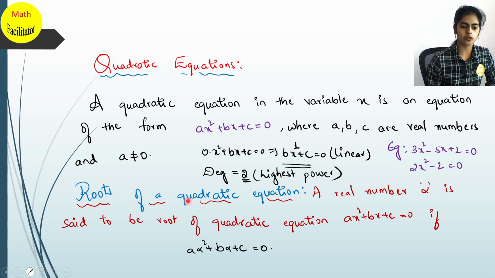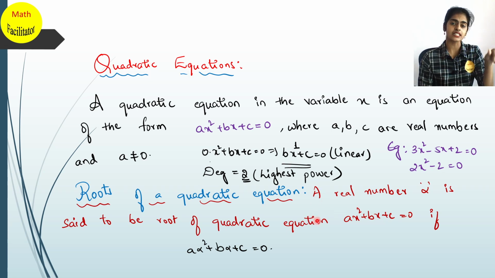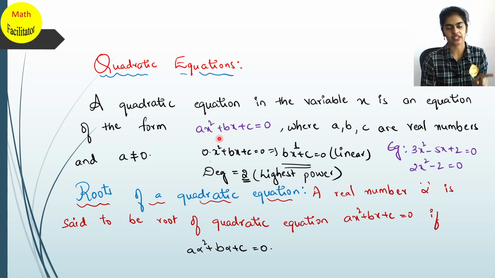So let's talk about roots of a quadratic equation. So a real number alpha is said to be root of a quadratic equation. Suppose if you are taking any number alpha, it is called root of this quadratic equation if this alpha satisfies the equation. Okay, that means if you are substituting alpha in the place of x, this has to hold good. If ax square plus bx plus c is 0, then substituting alpha for x, a alpha square plus b alpha plus c, this also should be equal to 0.